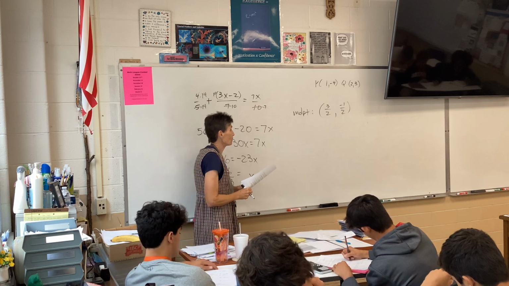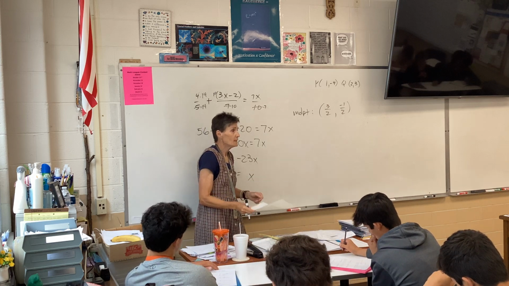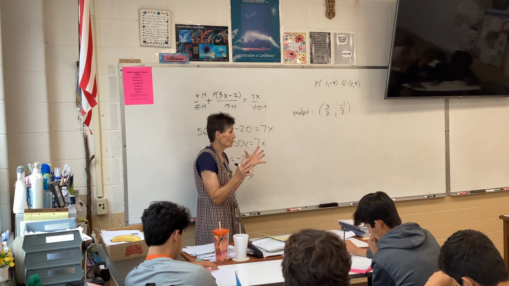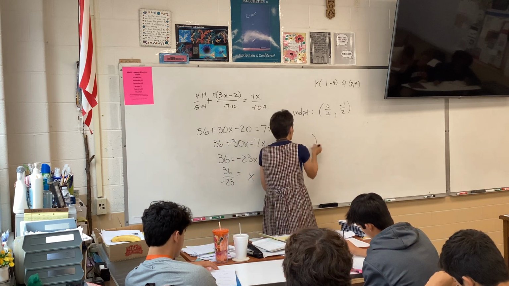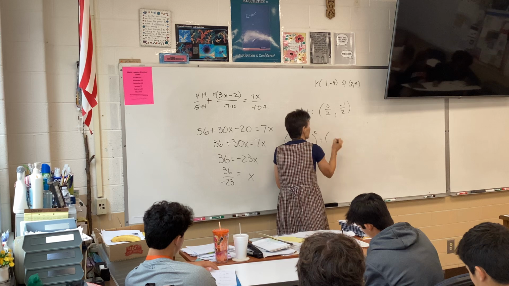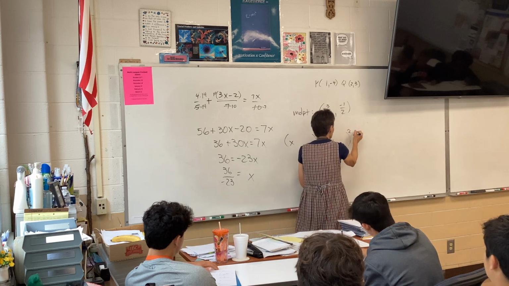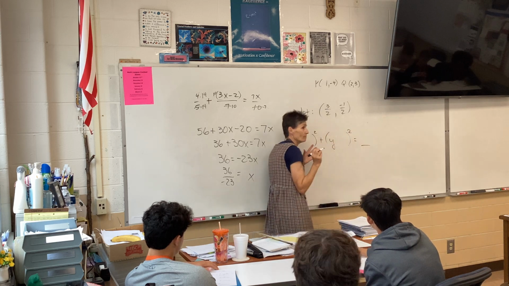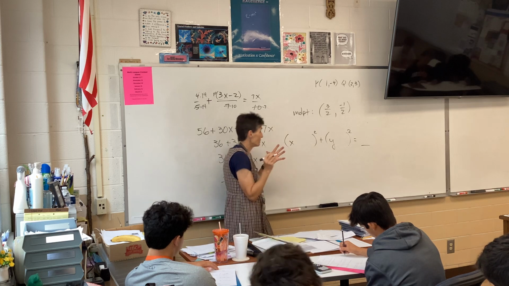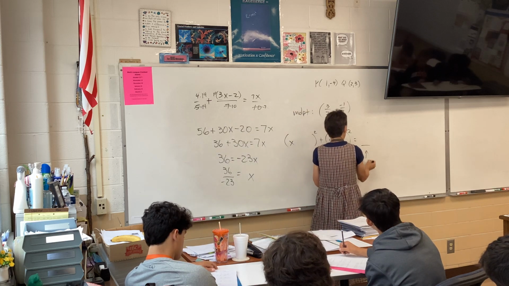Alright, and now we're going to write the equation of a circle. And remember what the equation of a circle looks like. It's an x squared plus a y squared equal to a number, and this number is r squared.